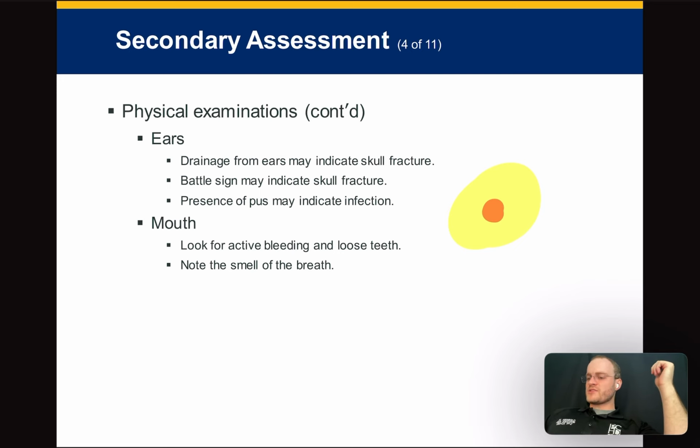Battle sign may indicate skull fracture. What's Battle sign? That's periorbital ecchymosis, so bruising around the eyes, and bruising behind the ears. It means that you have broken the base of the skull. It's a basilar skull fracture. Drainage of pus from the ears could mean an ear infection. Very, very common in children. A 6-month-old can't tell you my ear hurts. What will they do? They will pull at their ear because it hurts. They'll be fussy, inconsolable, stuff like that.